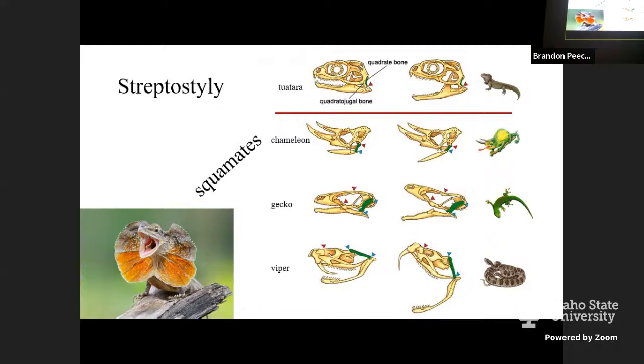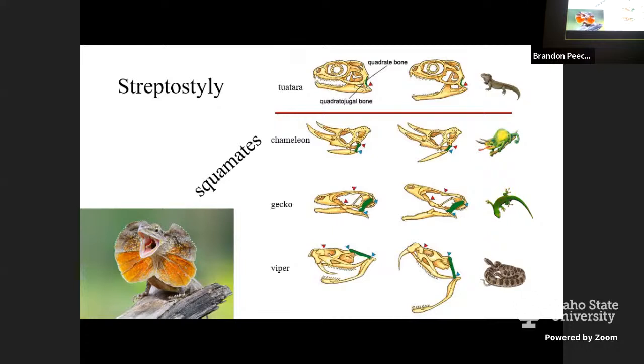The bone on the skull that forms the jaw joint in reptiles is called the quadrate. And in almost all amniotes, and certainly in something like the tuatara, the quadrate has a bony connection going forward towards the eyeball with this bone called the quadratojugal, which connects to the jugal bone.